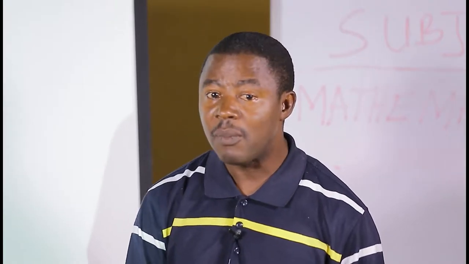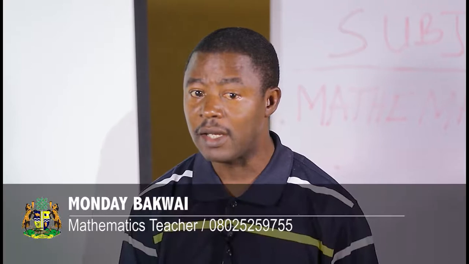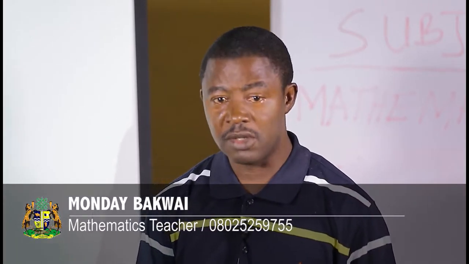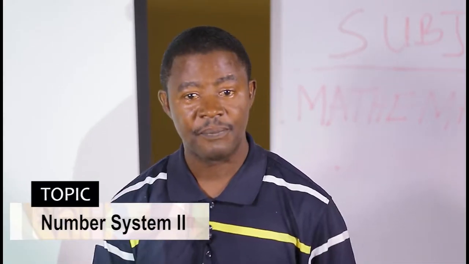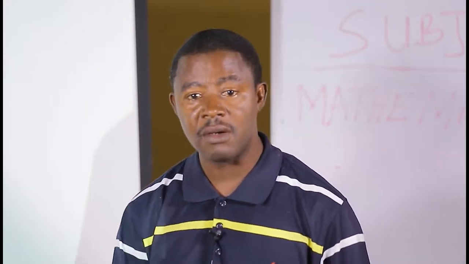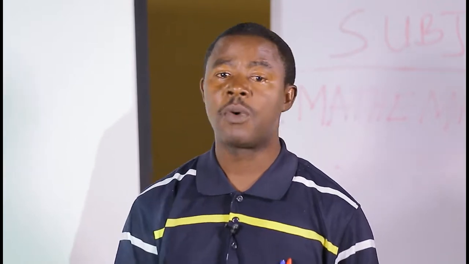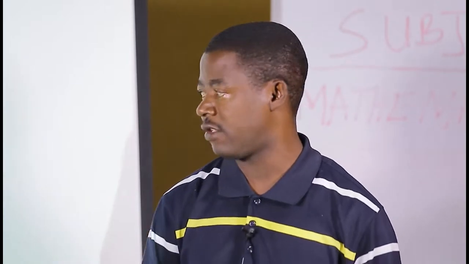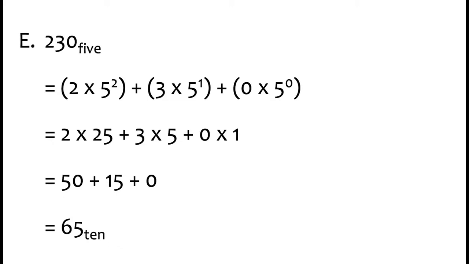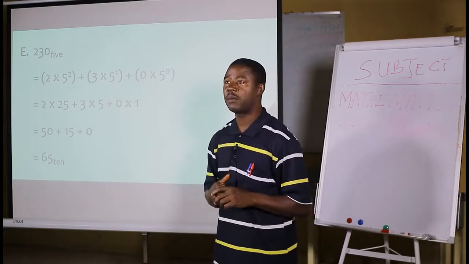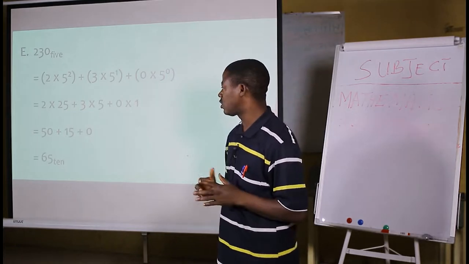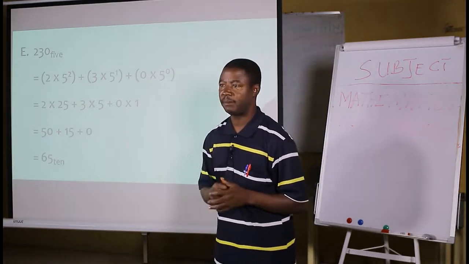Unlike a number raised to power 0 is 1, so don't mix it up. 0 times 1 is 0. If it were 1 raised to the power 0, you will still have 1. Any number raised to the power 0 is 1. But 0 multiplying any number is 0. So we have 50 plus 15 plus 0. The result is 65 base 10. So 230 in base 5 is equal to 65 base 10.